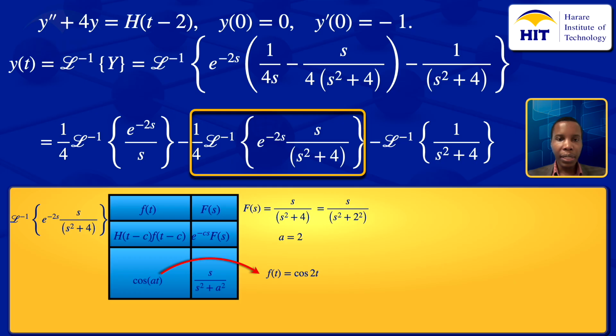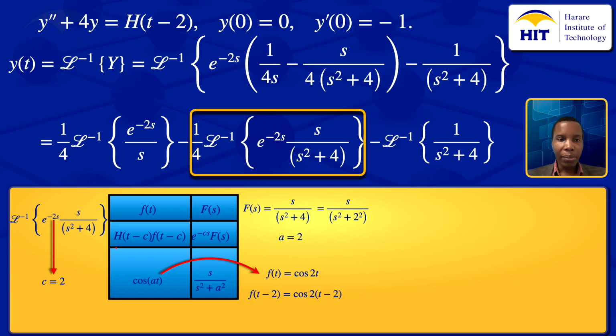Now that we have obtained our f of t, we then go on and look at the c there. So for the c from this part here, we see that our c there is equal to 2. So if c is equal to 2, when we substitute into this expression where we have f of t minus c, we have f of t minus 2. Wherever we have t, we put t minus 2. So we have f of t minus 2 is equal to cosine of 2 times t minus 2.